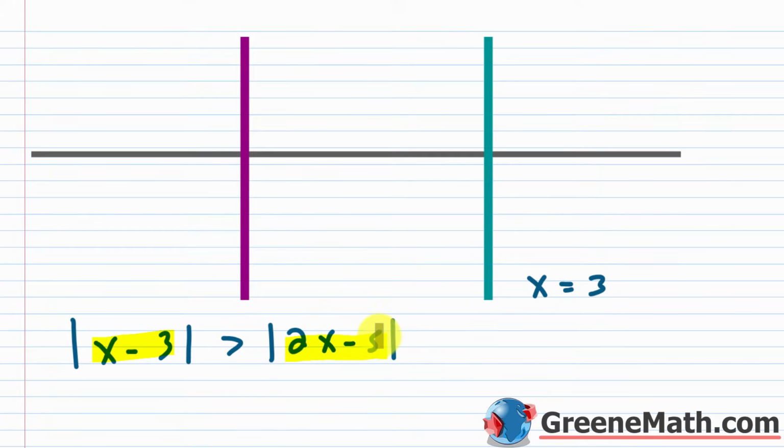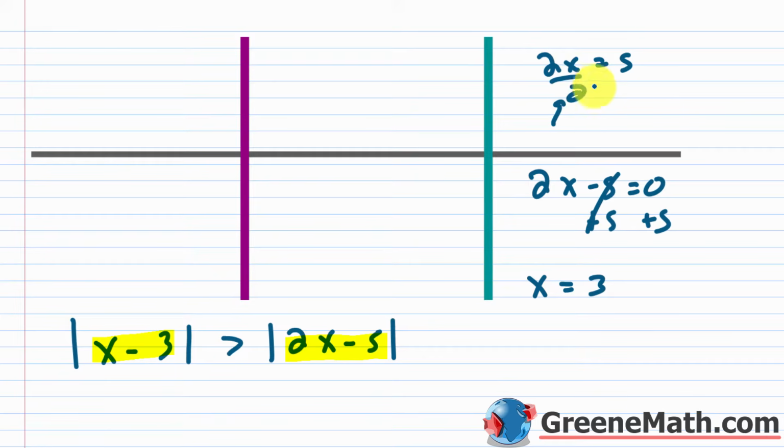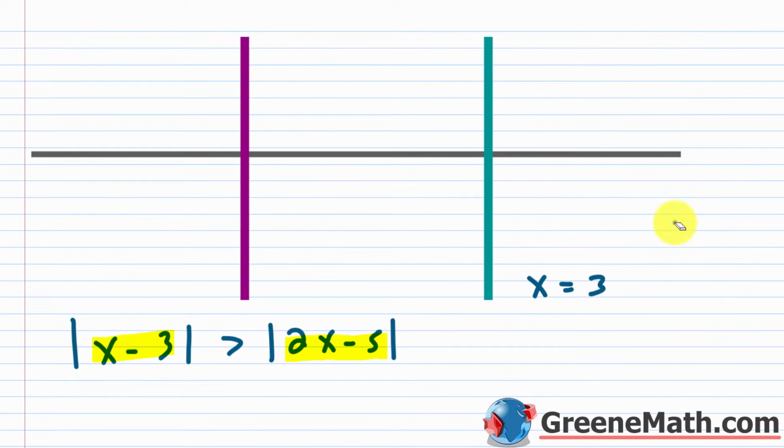So let's look at 2x minus 5. Let's say 2x minus 5 is equal to 0. We'll add 5 to both sides of the equation, cancel that, and say 2x is equal to 5. Divide both sides by 2, so you get x is equal to 5 halves. Let me get rid of all this and write this more neatly. So x is equal to 5 halves.